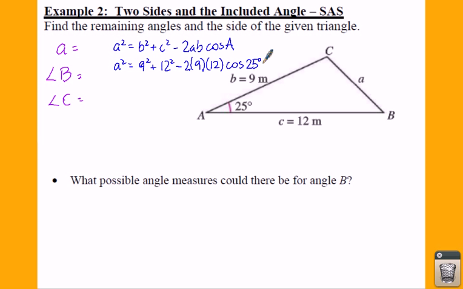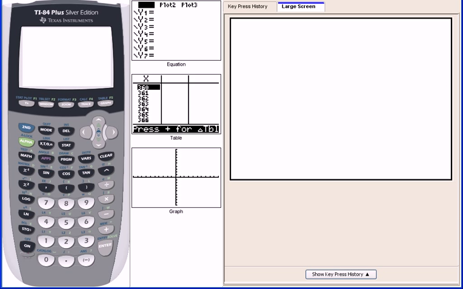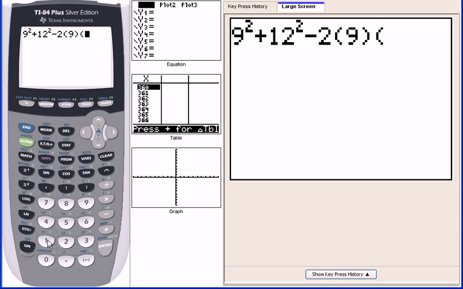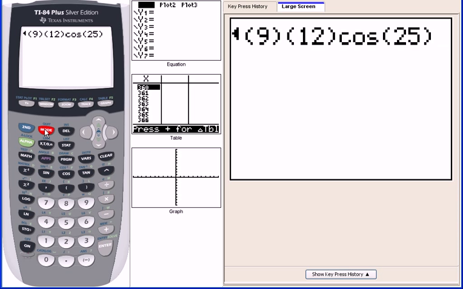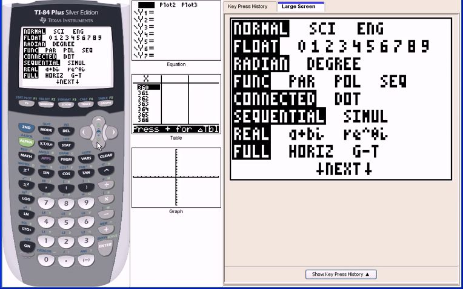Now, with your big honking calculators, you can plug these in all at the same time. You just have to be careful how you do it. So using your graphing calculator, let's just plug this in exactly how we have it written. So we're going to say 9 squared plus 12 squared minus 2 times 9 times 12 times the cosine of 25 degrees. Make sure you are still in degrees, so let's check my mode here. Woo! Good thing I checked, because I would not have gotten the correct answer. So make sure you are in degrees.